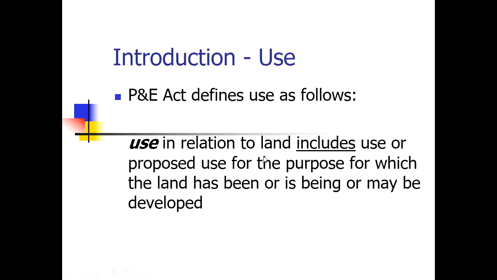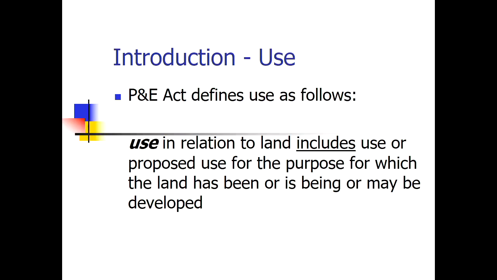Use itself includes use or proposed use when we are seeking a permit for something, and this word here, which we'll talk about a lot today, for the purpose for which the land has been or is being or may be developed. So sometimes we might say on a permit application, use and development, you're seeking a permit for use and development for the purposes of a warehouse. So there are two things going on.